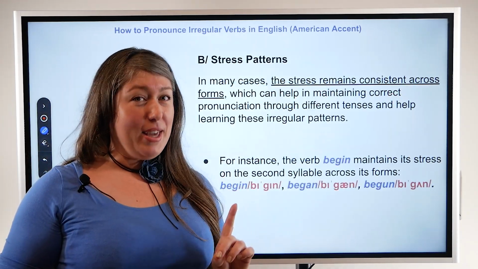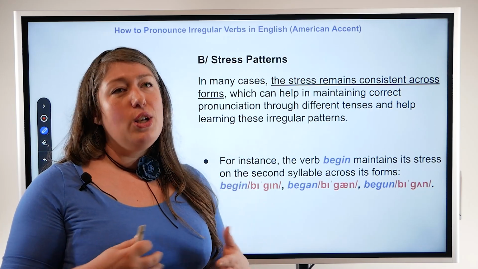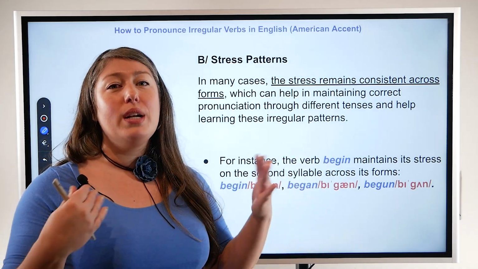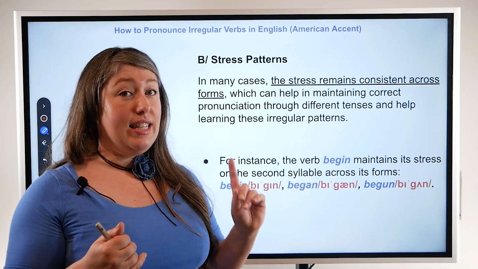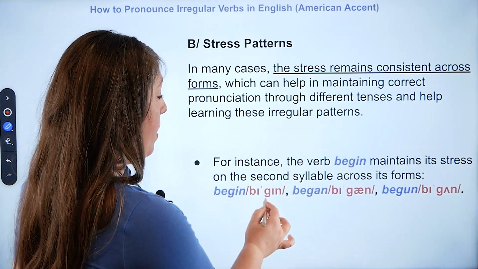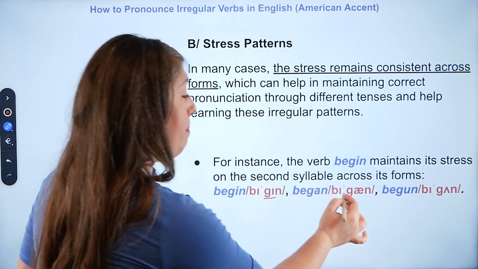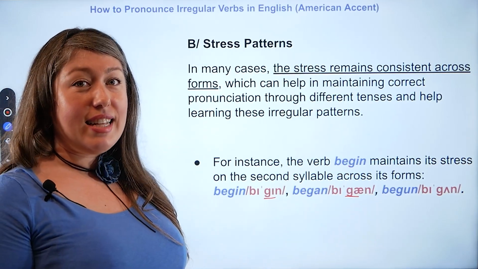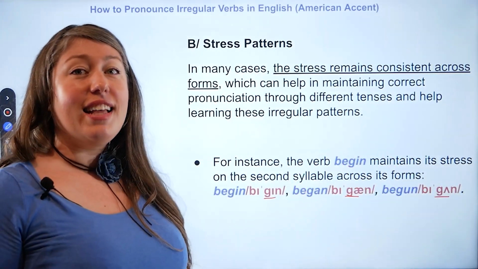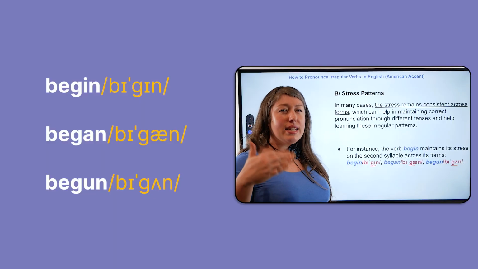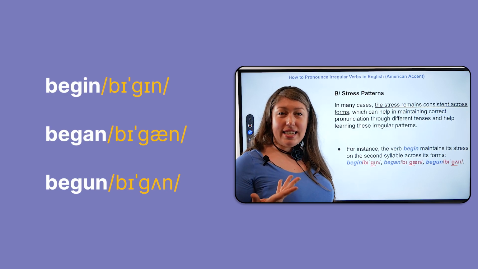Now, something that might make your life a little easier with irregular verbs is knowing that the stress stays in the same place. So even though vowel sounds change with pronunciation, you know that in two-syllable or more words, the stress stays in the same place. For example, the word begin, we have stress on the second syllable, begin. And when we look at the past simple, began, again, stress on the second syllable, began. And with the past participle, begun, again, second syllable, begun. So let's practice that all together. Begin, began, begun. See, the stress stays in the same place.